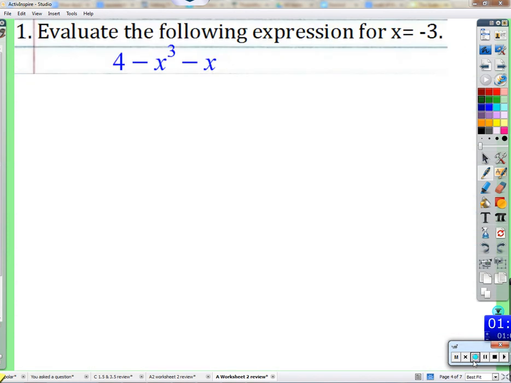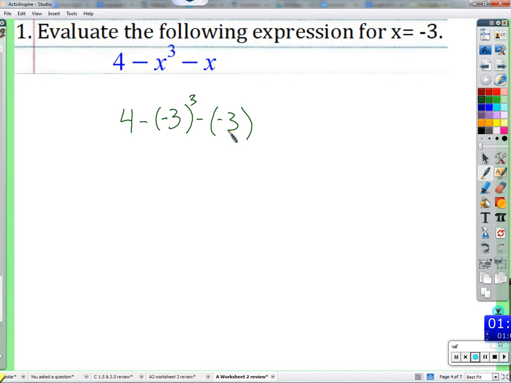Okay, so we want to evaluate this expression for x equals negative 3. We're going to plug negative 3 in for x. Remember, my recommendation is that you replace every x with empty parentheses, and then you plug that number right into the parentheses. Okay. So then in particular, we avoid the most common mistake, which is mistakes involving negatives.